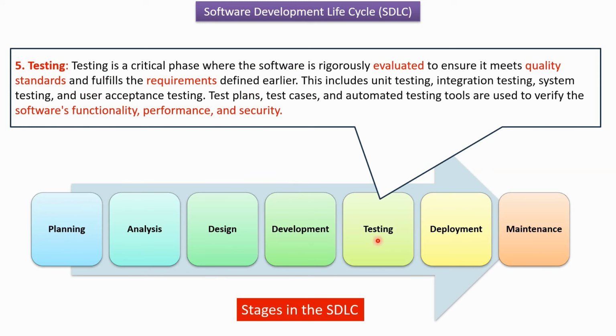Fifth one is testing. Testing is the critical phase where software is rigorously evaluated to ensure it meets quality standards and fulfills the requirements defined earlier. Testing includes unit testing, integration testing, system testing, and user acceptance testing. Test plans, test cases, and automated testing tools are used to verify the functionality, performance, and security of the software.